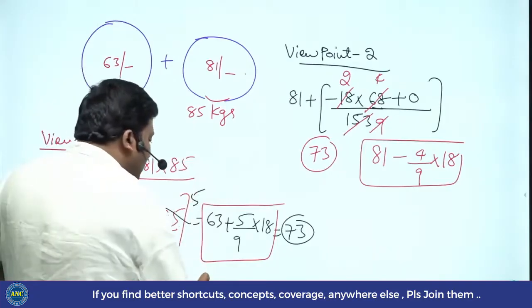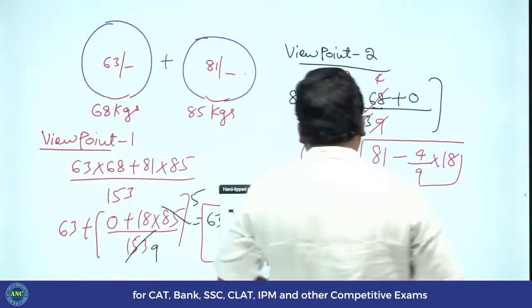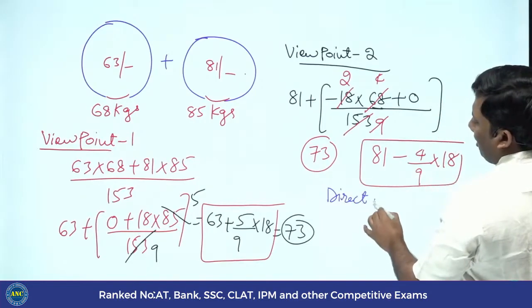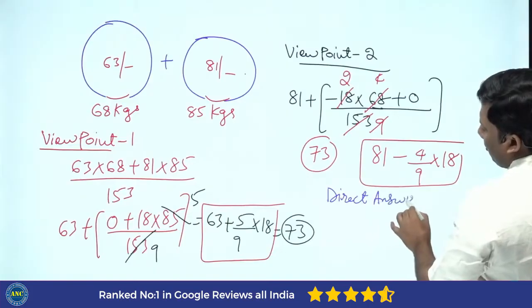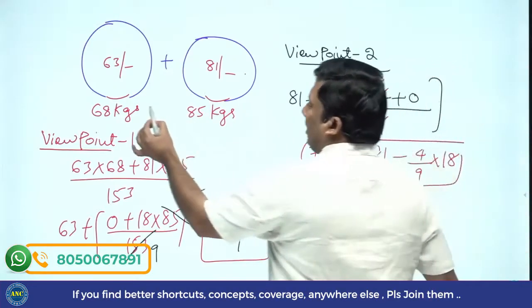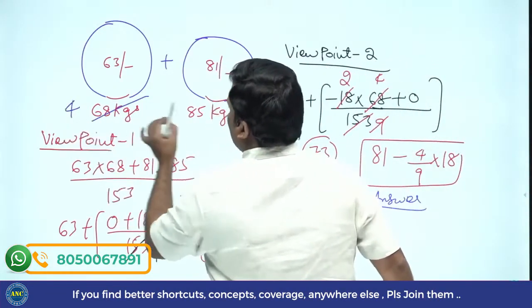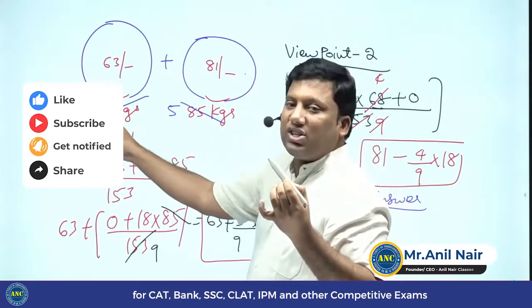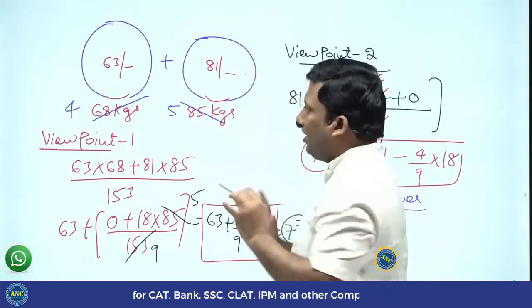Now, how to write the direct answer. Listen carefully, sir. How to write it? Simplify the 68 and 85. 17 fours are 68, 17 fives are 85. Are you all with me?